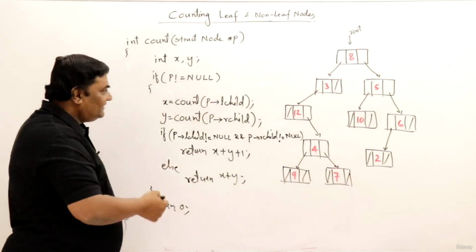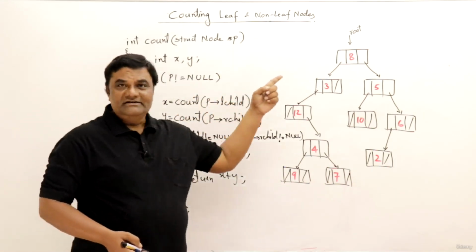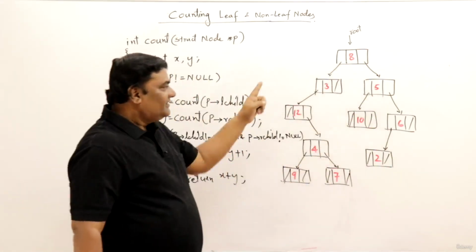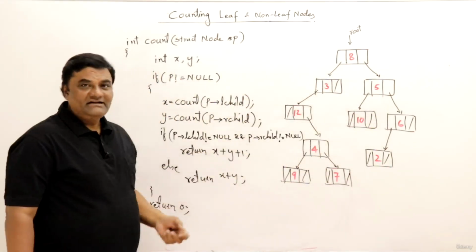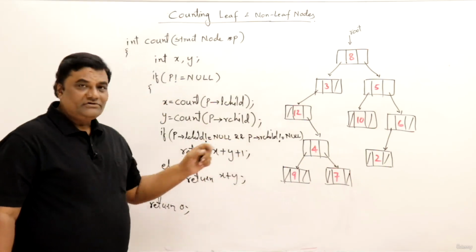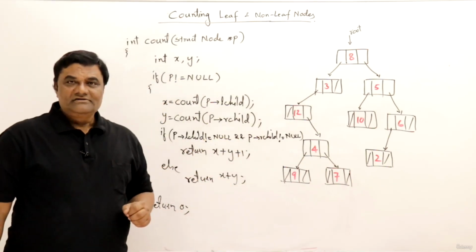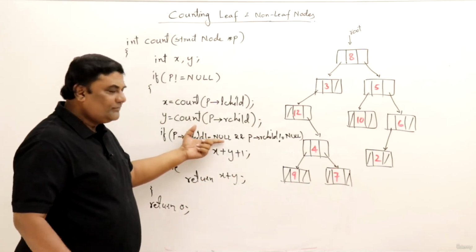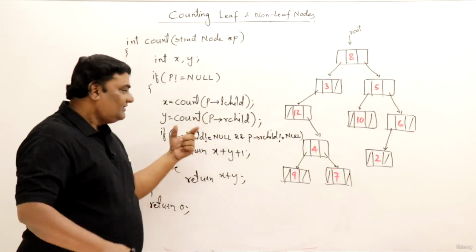If both are not null, then these are nodes with a degree 2. So this node or this node or this node. For this tree, I will get the result as 3. There are 3 nodes with a degree 2. This is for finding nodes with a degree 2. So just a change of condition is sufficient. If both left child and right child are there, count.